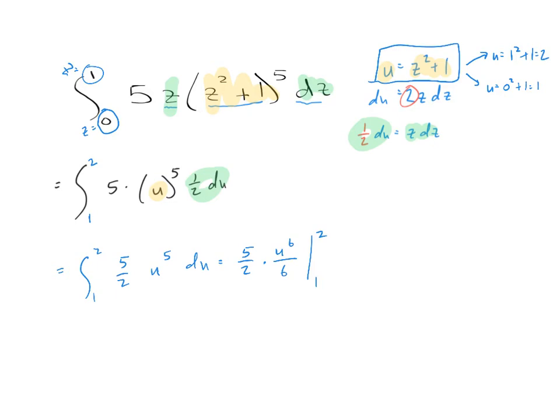All right, so let's see what we get here. 5 halves, I'll leave that out in front, times 2 to the 6th over 6 minus 1 to the 6th over 6. Punch that into your calculator, see what you get. I got 105 over 4, 105 quarters, or better known as 26 and a quarter, 26.25.